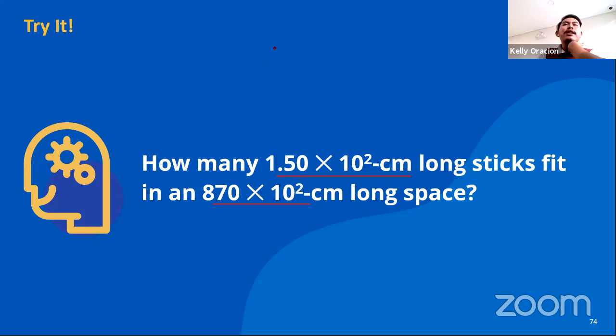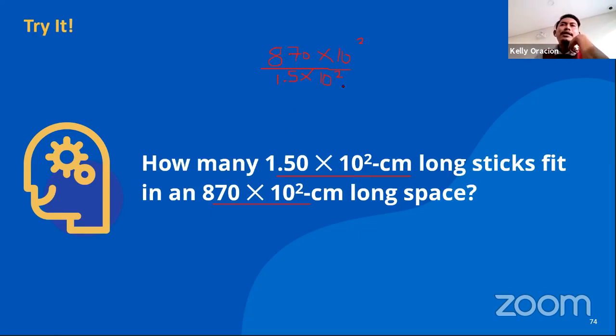Dapat tinghari ang 870 times 10 raised to 2 divided by 1.5 times 10 raised to 2. Okay, very good. May nagsagot og whole numbers, may nagsagot, walang problema.